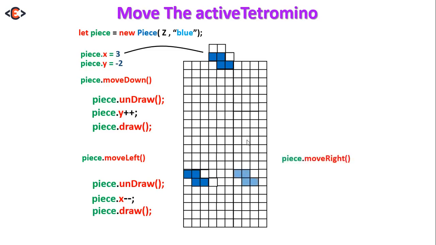Say we have our piece in this place. We first have to undraw the piece, and then increment the X position, because we are going to the right, and then draw our piece in its new position.